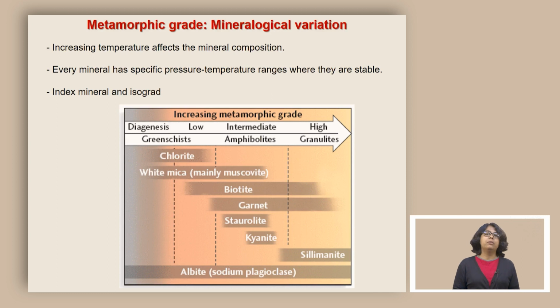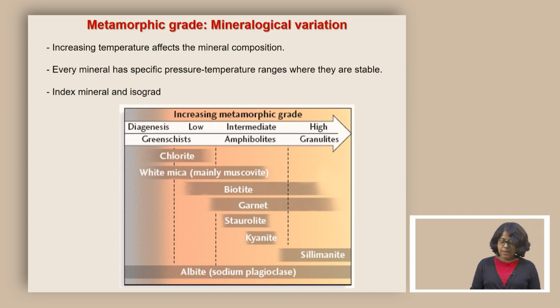So, every mineral has a specific pressure temperature range when they are stable, and therefore, we can actually use those minerals to talk about the potential temperature and pressure conditions under which they formed. Now, there are some minerals which are stable in very large range of temperature and pressure. For example, quartz is actually stable on a very large degree of temperature and pressure variation.